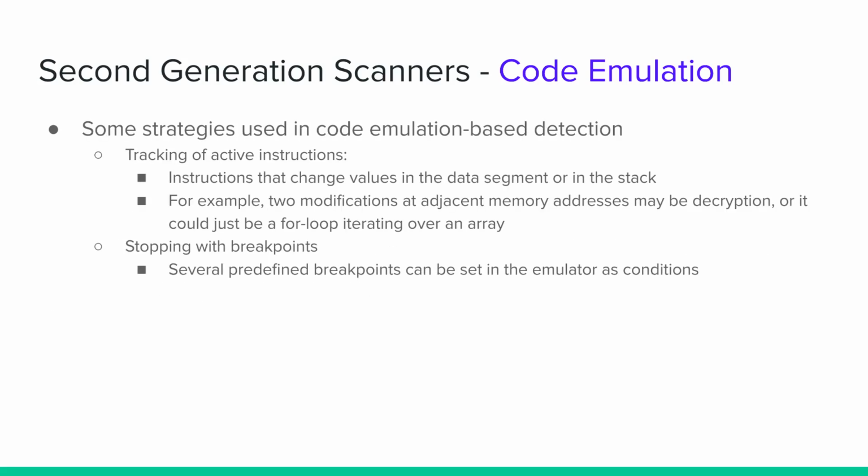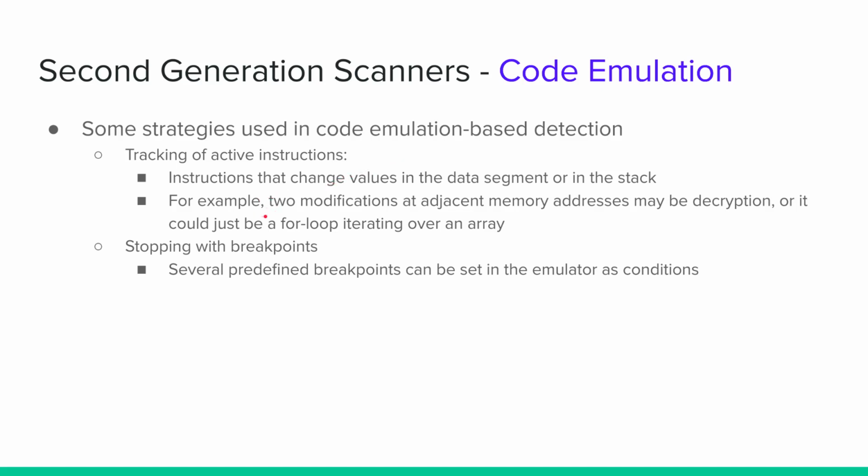So some things that we can do, maybe we only have the emulator running as long as there's active instructions executing. In this instance, active instructions would be things that are operating on the data segment in memory. So that means the program's actually actively making changes and doing things. So we want to continue monitoring it.